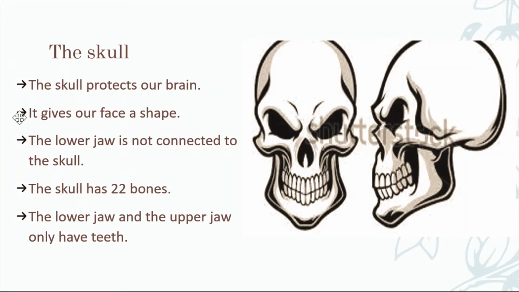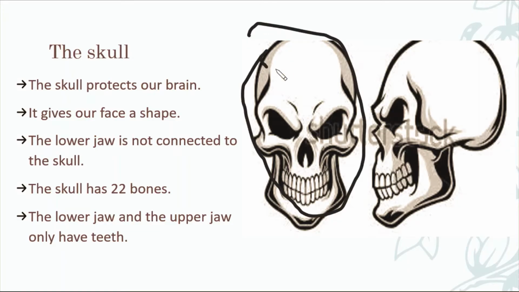So now the skull protects our brain. It gives our face a shape. The lower jaw is not connected to the skull. The skull has 22 bones. The lower jaw and the upper jaw only have teeth. Okay, so now in this one we can see that in our skull there are 22 bones, which are joined together. There are parts which I'll show you in the next slide.